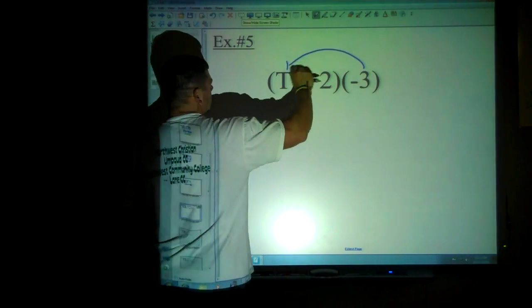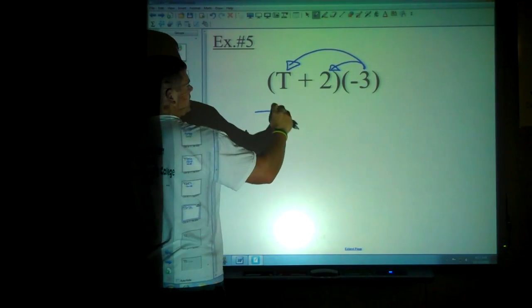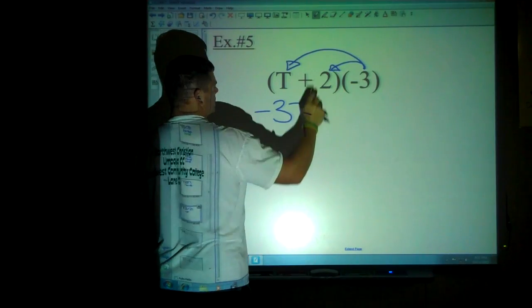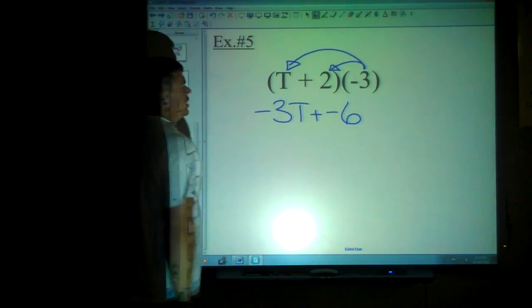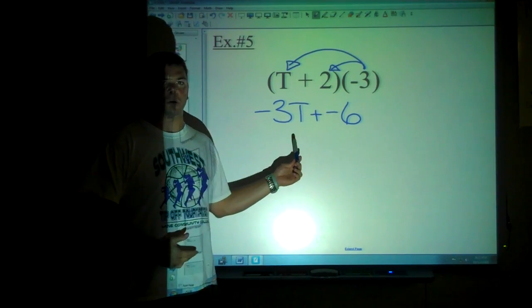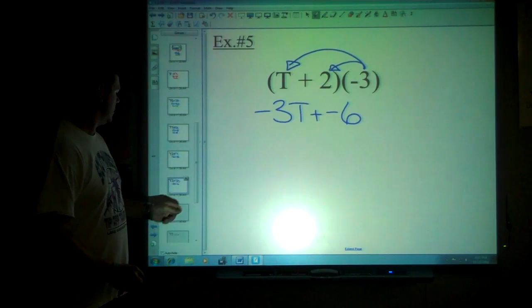Multiply in this direction and this direction. Don't just do one of them. Negative 3 times t, we always put the variable second. And negative 3 times 2, a negative times a negative makes a negative. So you end up with negative 6. So is that going to make negative 9t, because negative plus negatives make more negatives? No, because this does not have a t, so it cannot be combined.